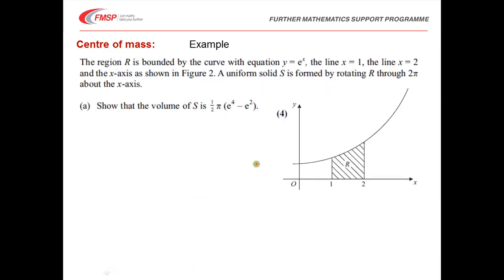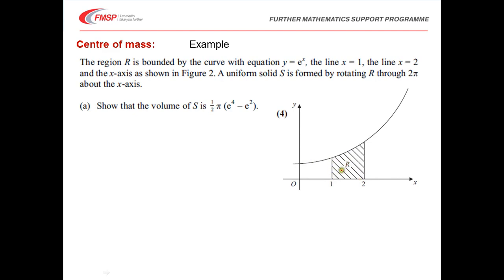Okay, so now we're going to take a look at a different type of question. Again, if you're working through this yourself, please pause at this point. I'm just going to skim read the question here. We have a region R bounded by a curve y equals e to the x, and these two lines x equals 1 and x equals 2.